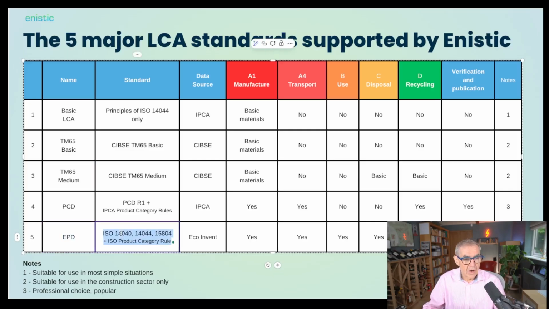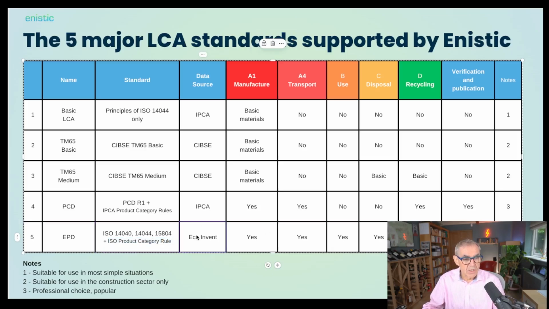EPDs follow 1440 and 1444. R1 makes reference to these standards as well. So 1440, 1444 are common to both PCDs and EPDs. But EPDs follow 15804, which is quite a detailed standard. Well, it is a detailed standard. And you need a product category rule for each of the products that you do. And those ISO product category rules are ISO standards in their own right. They are quite heavy, 20-30 pages.